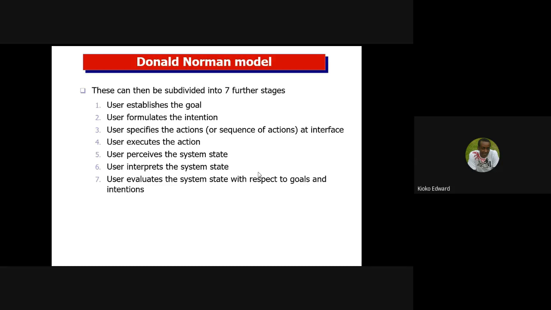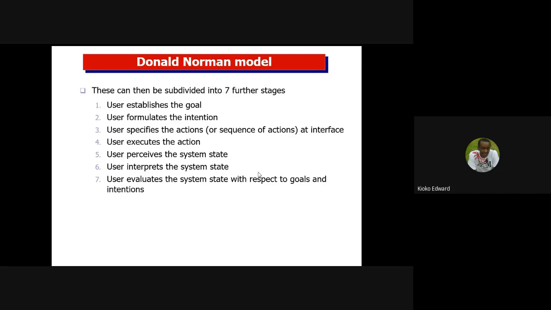Then number 7, we now evaluate the system state with respect to the goals and intentions. At that point, we now make a decision. Either interaction was successful or interaction was not successful. If what we see on the system is not what we are anticipating to get from the system, then we can determine that that interaction wasn't successful.